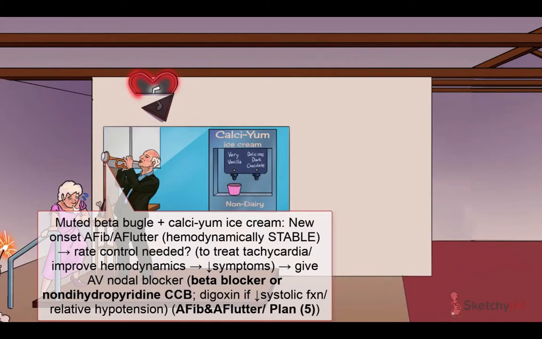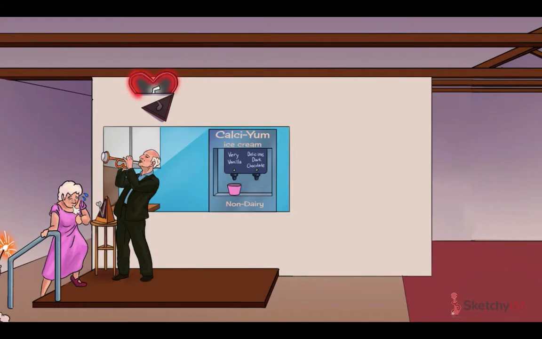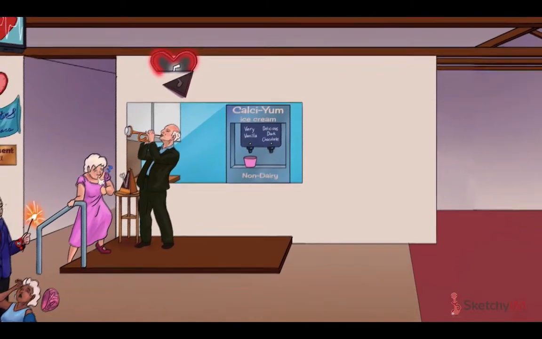Notice that the flavors of the day are non-dairy, very vanilla, and delicious dark chocolate, representing verapamil and diltiazem specifically. We generally titrate these medications with a goal heart rate of less than 110 beats per minute at rest or 85 if symptomatic. These are usually started as IV doses or infusions.